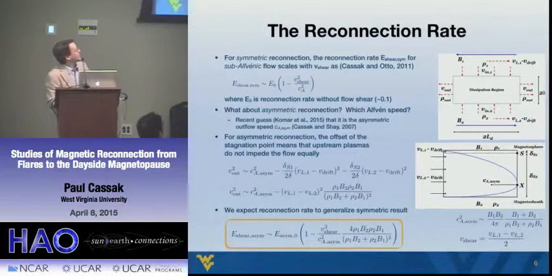And so again, I'm not going to go through the details unless you want, but you can make some sort of prediction of what you expect the outflow speed to be and how that would generalize this expression to tell you what the reconnection rate would be with these flow shears.